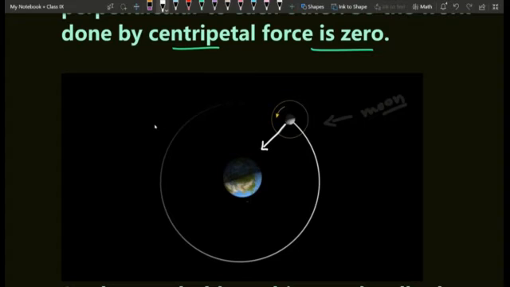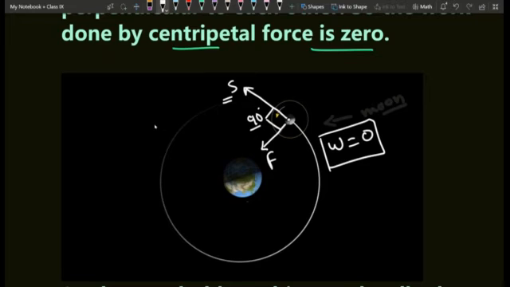Now what is the displacement when the moon revolves around the earth? This is the direction of displacement, because in circular motion, you have to take a tangent at any point, and that will decide its displacement at that point of time. So you can see the angle is 90 degrees here. This is the force, centripetal force. This is the displacement. So the angle is 90 degrees, so W is equal to 0. There is no amount of work done by the moon in this situation.